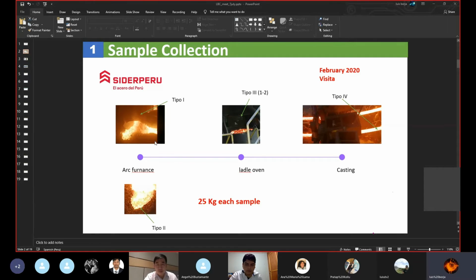After this melting in the arc furnace, they continue with the second step, the process that takes part in the ladle oven. In this part, they have all the components.